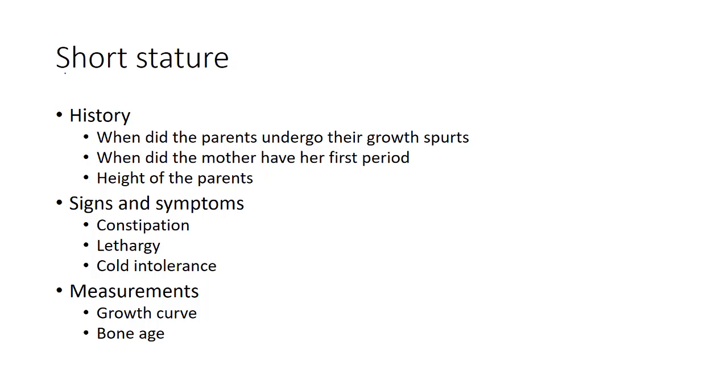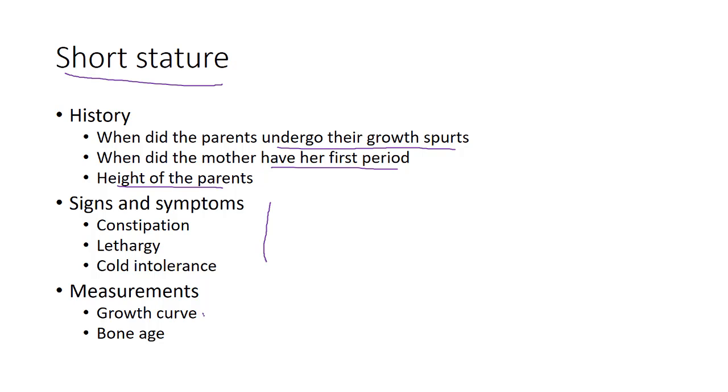Now we're going to switch to short stature. The child doesn't seem as tall as the child should be. And this is a little different. We're not talking so much about calories, but we have a different type of history. We want to know when the parents underwent their growth spurts. We want to know when the mother had her first period. We want to know the height of the parents. We're going to look for different signs and symptoms that suggest a cause for the decreased height.